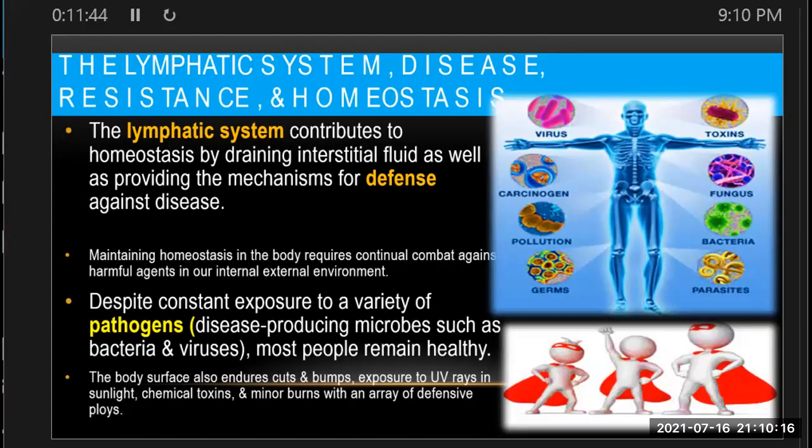So the lymphatic system helps maintain internal stability or homeostasis by adjusting to conditions that are optimal for survival. If homeostasis is successful, life continues. If unsuccessful, disaster or death ensues. So again, the lymphatic system contributes to internal body balance or stability. Despite constant exposure to so many pathogens in our internal and external environment, most people remain healthy. And thank goodness it is because of our immune system, specifically the first lines of defense.